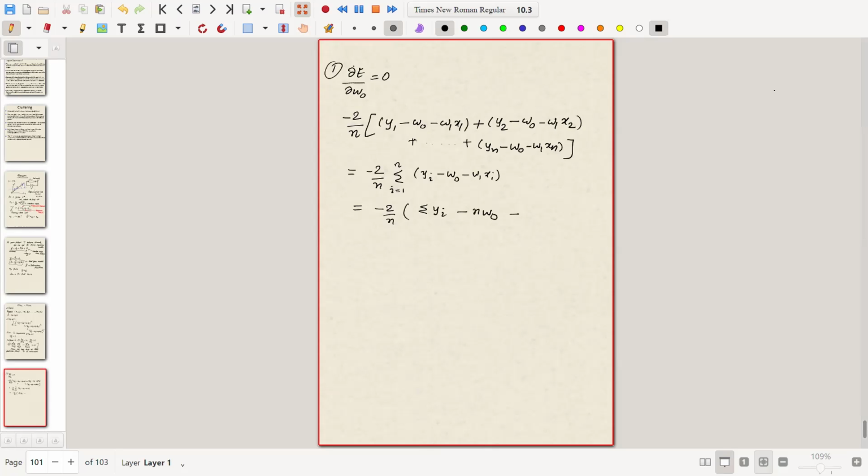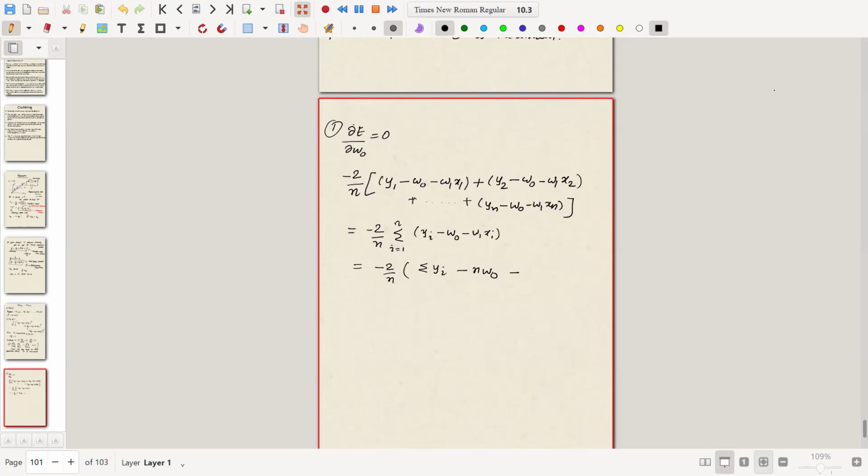And what are you doing? Minus w1. W1 is changing? No, w1 is a constant, so you can take it outside of the summation sign. Inside, what you will get? Xi. Is it correct? Or did I do some mistake? So this is outside the summation.